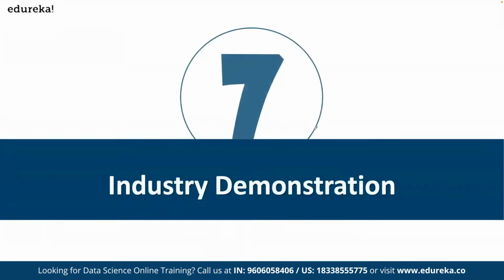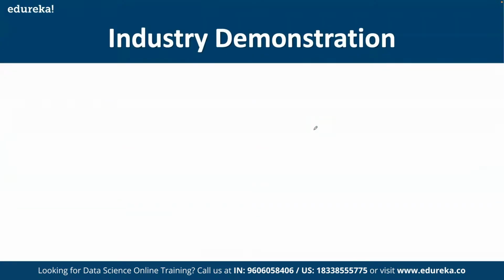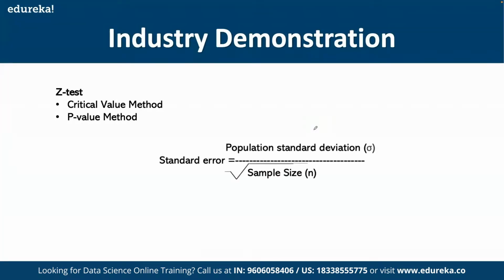So now that you have seen how we can perform hypothesis testing, let's take up an example. In the case of the Z-test, we can do it by two methods. One is the critical value method and the other one is the p-value method. While calculating the Z value, we'll be finding the standard error, which is given by the population standard deviation divided by the square root of the sample size.